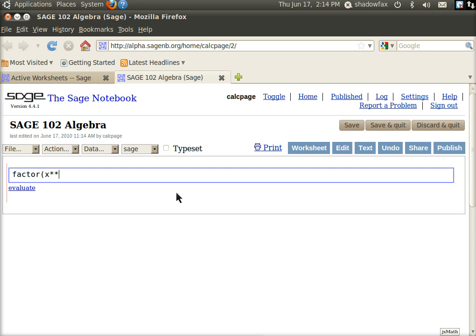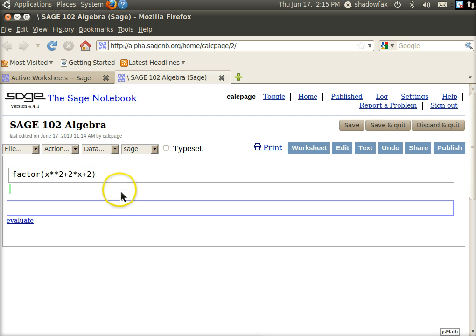x squared plus 2x. Now be careful, multiplication has to be explicitly spelled out. So that's shift 8 for times, plus 2. And is that factorable? Well, let's find out. I don't think so, not over the integers anyway. What multiplies to 2 and adds to 2? I don't know. So the answer will be unfactored.